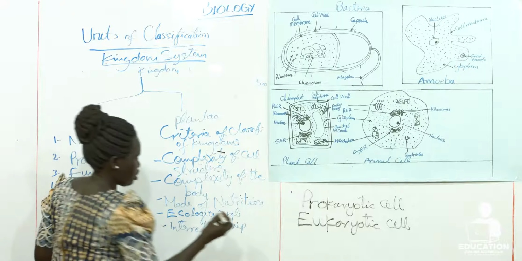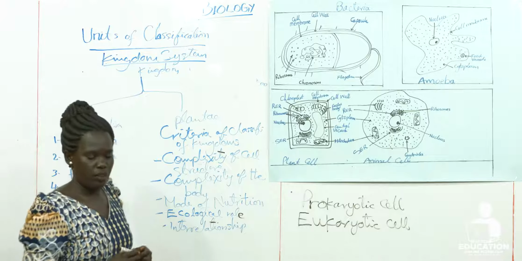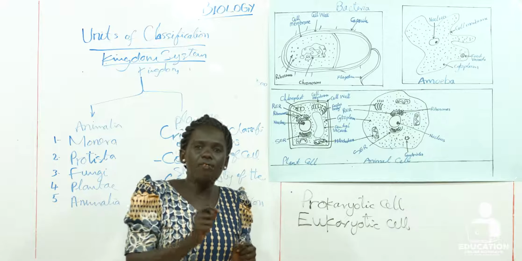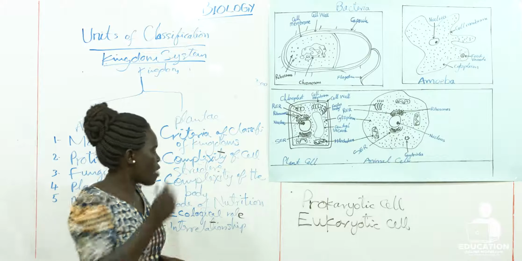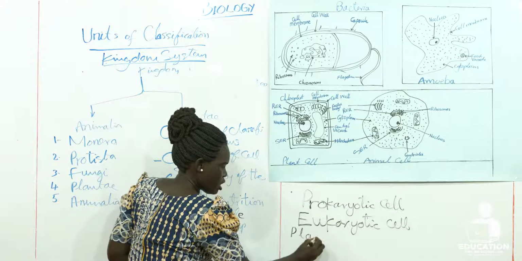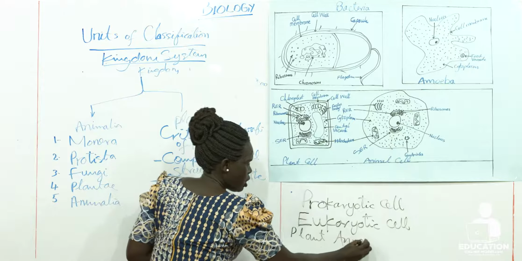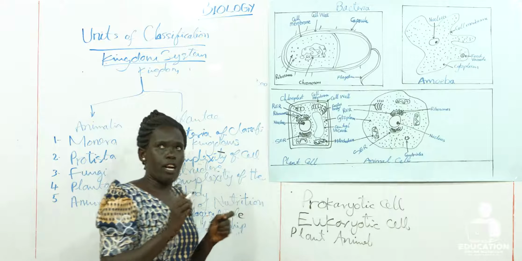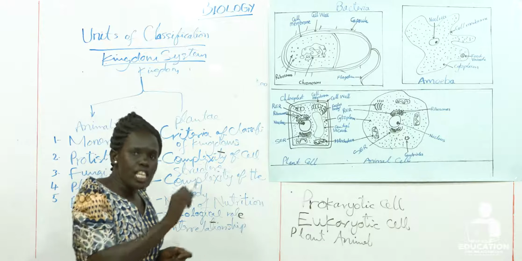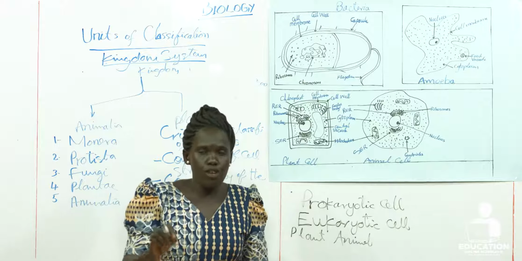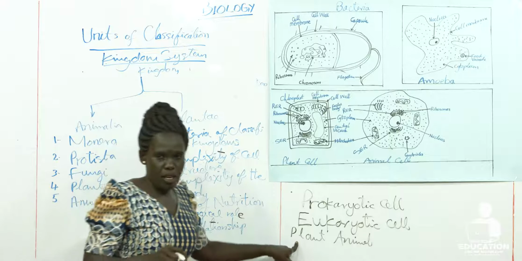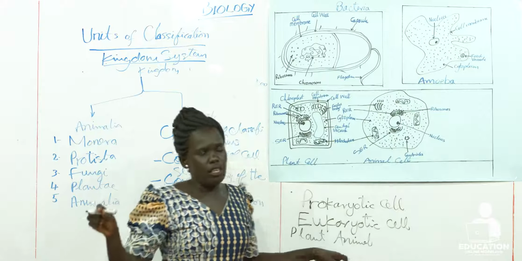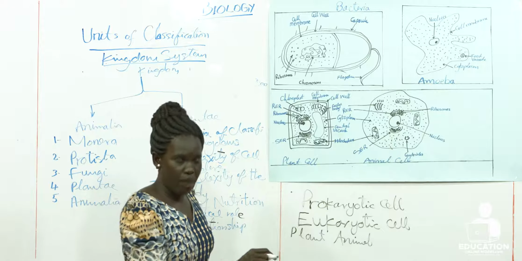Ecological role. In the ecology, in the ecosystem, living things have their different roles. Like in the ecosystem, you'll find plants are there, animals are there, and the microorganisms like bacteria, fungi, they are there. So each of them has a different role in the ecology. Like plant is the one producing food for the animals and for the microorganisms like bacteria and fungi.